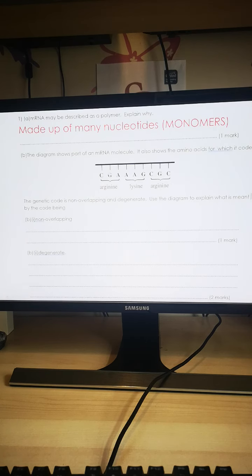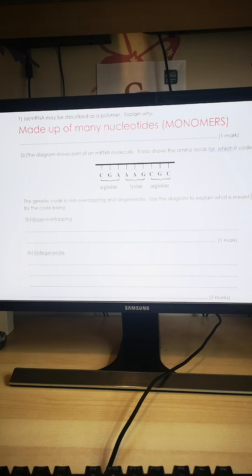So this mRNA molecule is 9 bases in length. And that means it's 3 codons long and 3 amino acids are coded for by that length of RNA.